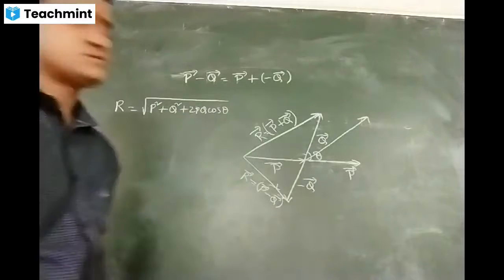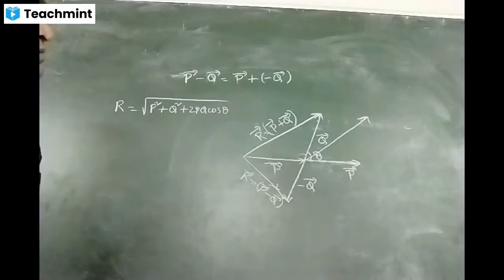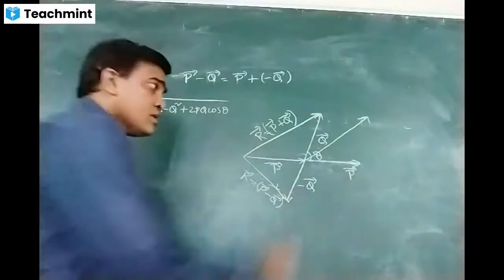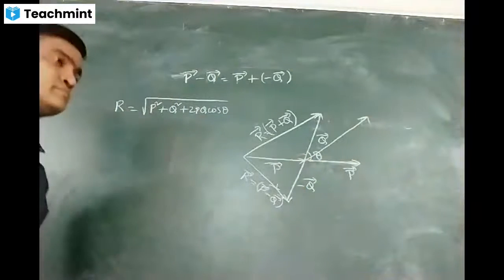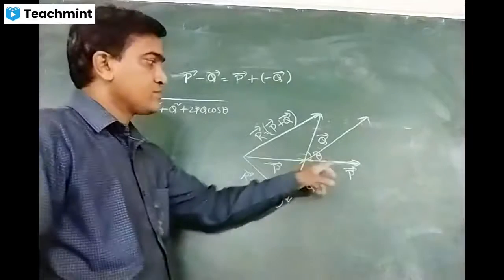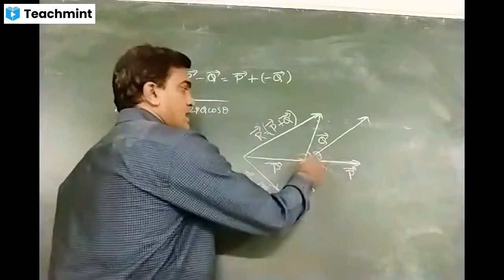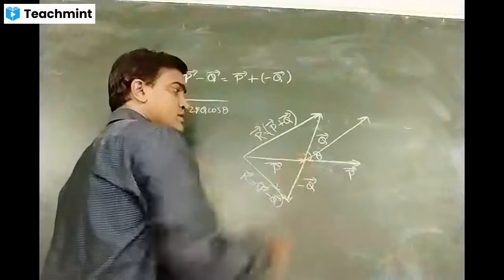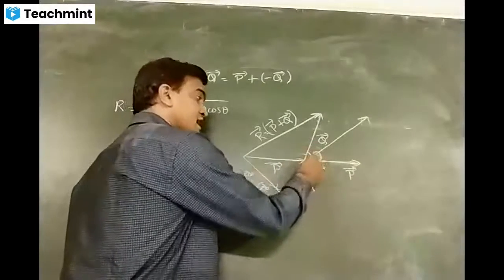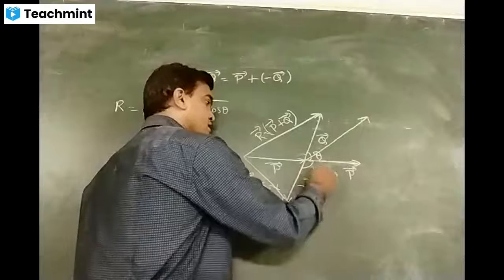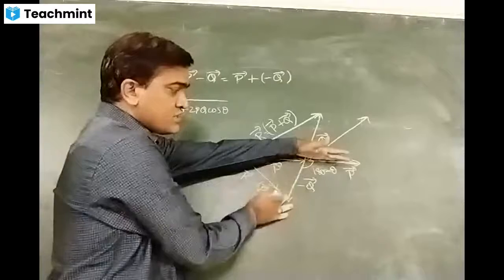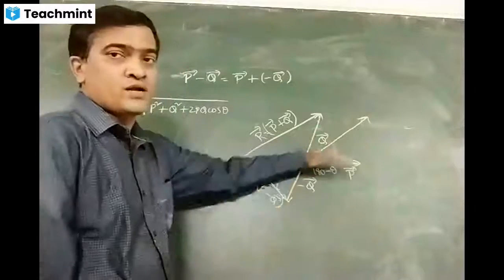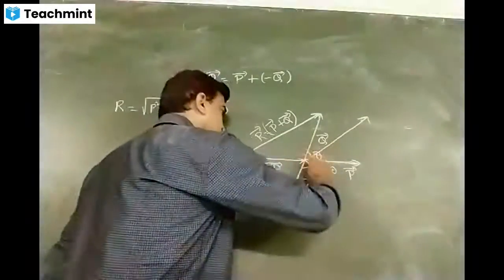Now, in the second case, we want p bar minus q bar. What is the angle between this p bar and minus q bar? Theta, sir? No. 180 degrees minus theta. This angle will be 180 minus theta. When these two vectors are considered as two adjacent sides of a parallelogram, then the resultant will be like this.